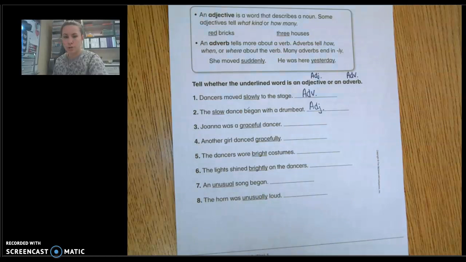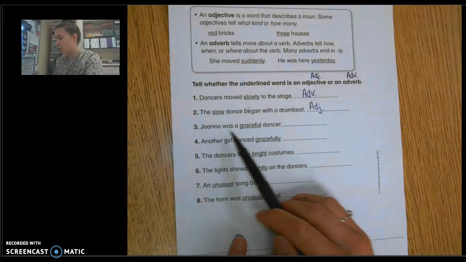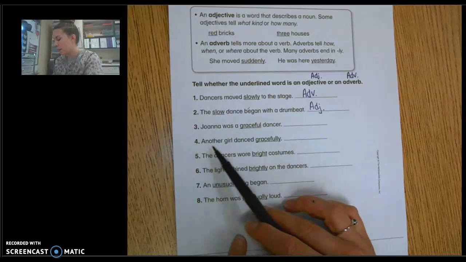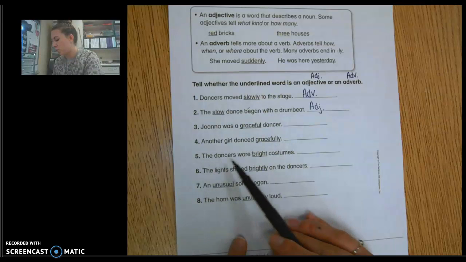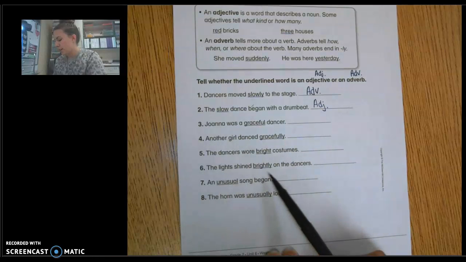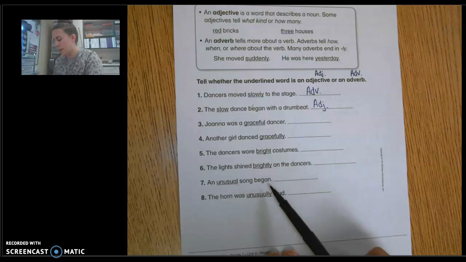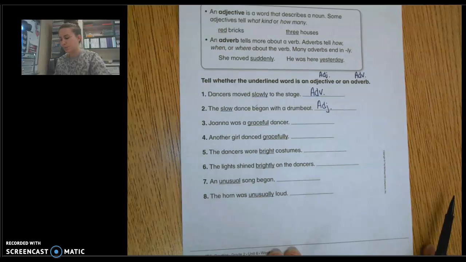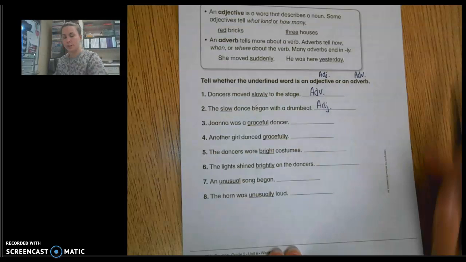The rest you're going to do on your own. So pause the video between me reading them. Number 3 says, Joanna was a graceful dancer. Is graceful an adverb or an adjective? Number 4, another girl danced gracefully. Number 5, the dancers wore bright costumes. Number 6, the lights shined brightly on the dancers. Number 7, an unusual song began. Number 8, the horn was unusually loud. So make sure on every line you've written whether the word is an adjective or an adverb.